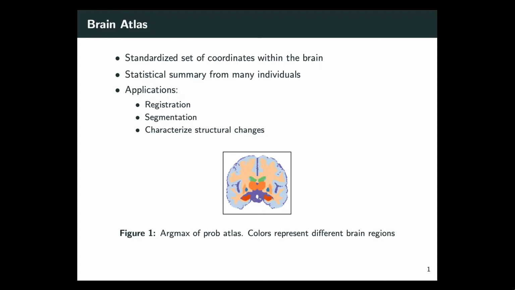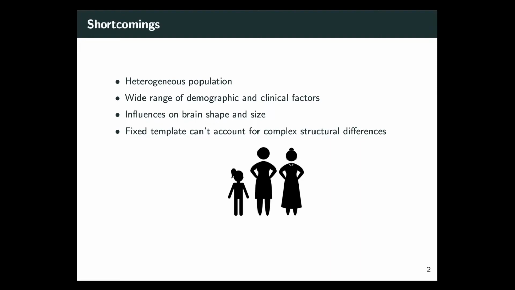There are a lot of applications for brain atlases. For example, we can register a subject to a common template for a standardized study, or we can identify brain structural changes over time. There are even methods that use brain template for segmentation. Unfortunately, there are downsides of using a fixed template.